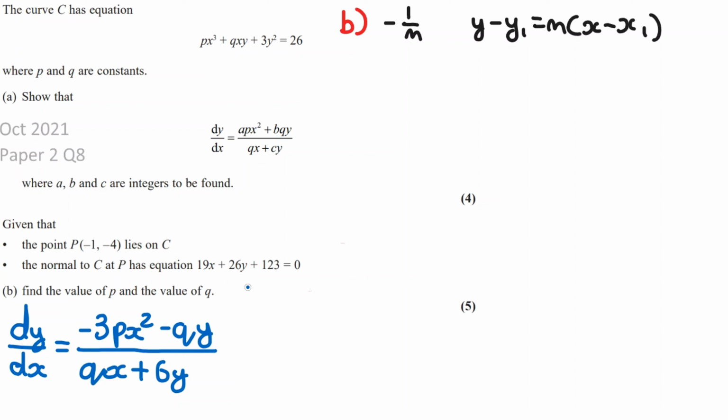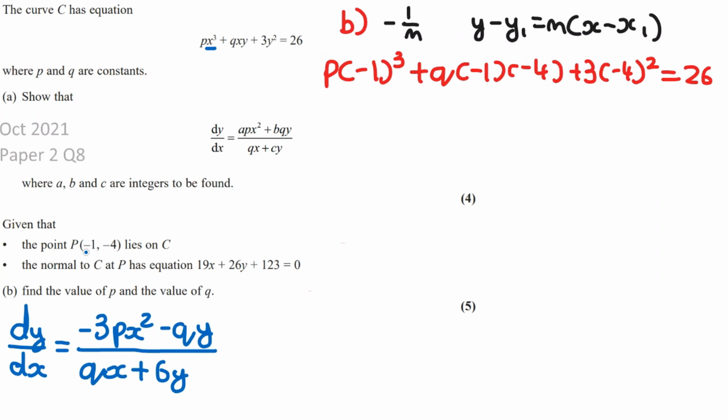Well, the way that we can get one pair of simultaneous equations is we're told the point P lies on C. We don't actually need this part here to start off with. We're told that this point lies on the curve, so we can just sub this x and y value into this equation up here and get a simultaneous equation in terms of p and q. So that's what I've done here. I've subbed in x as -1 and y as -4, like this here.